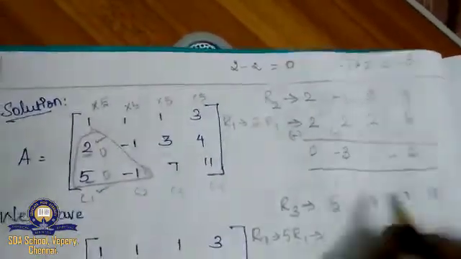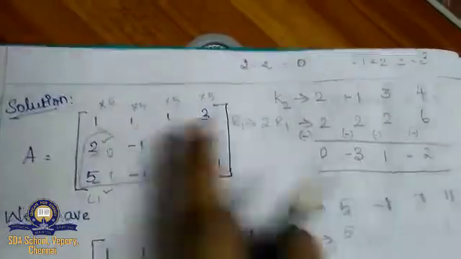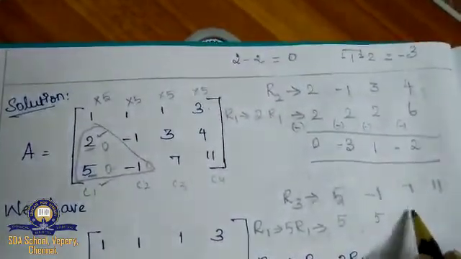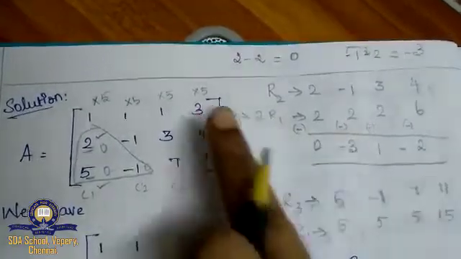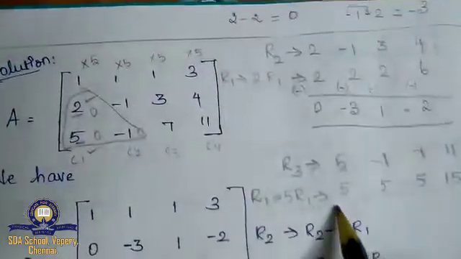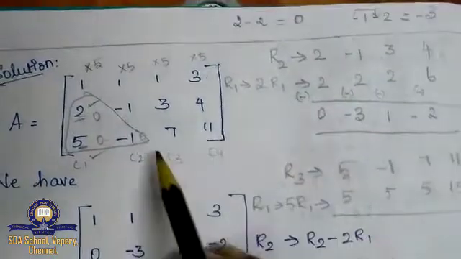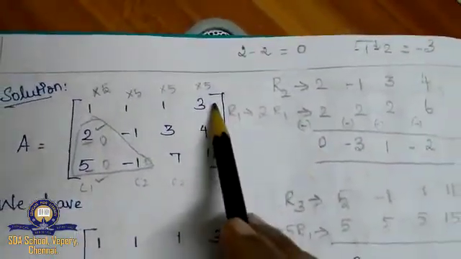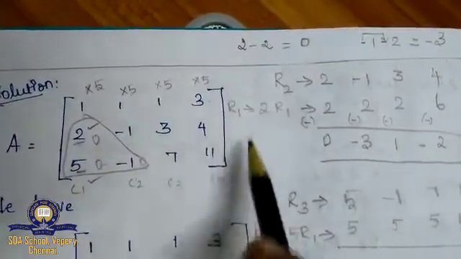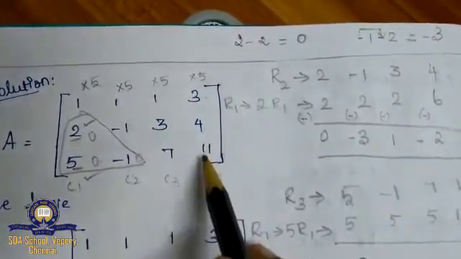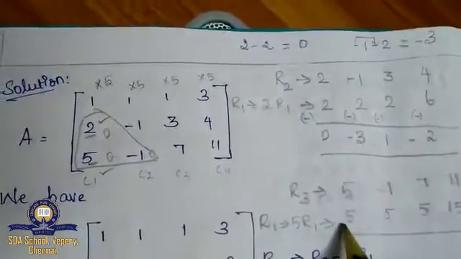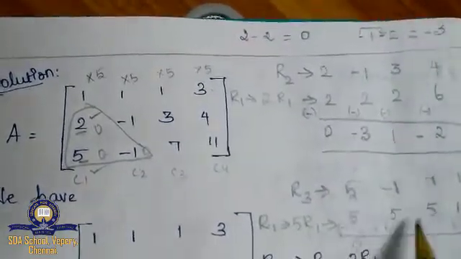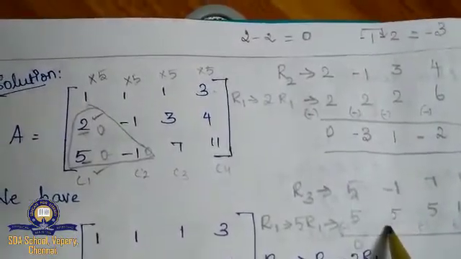So 5 into 1, 5, and 5 3s are 15. So what I told before, you have to subtract R1 from R3. Okay, not R1 with R3, we have to subtract from R3 the 5R1. So if I subtract, 5 minus 5 is 0. See, minus 1 minus 5.